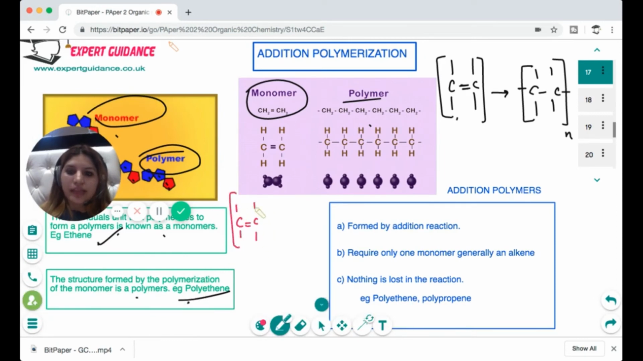And I'll write N in front of it. And to make the polymer, I'll convert the double bond into a single bond, join it to the ends, and then write N at the bottom.